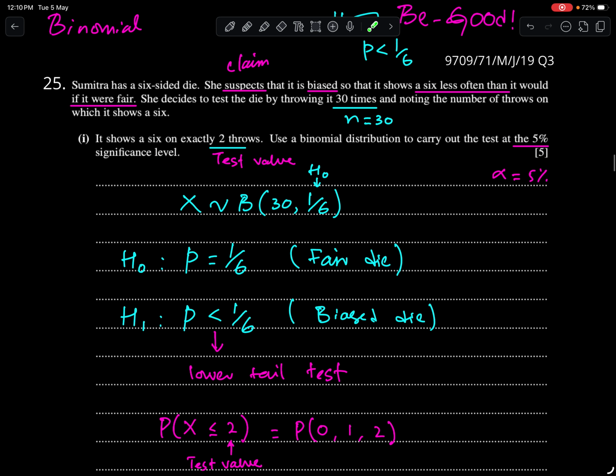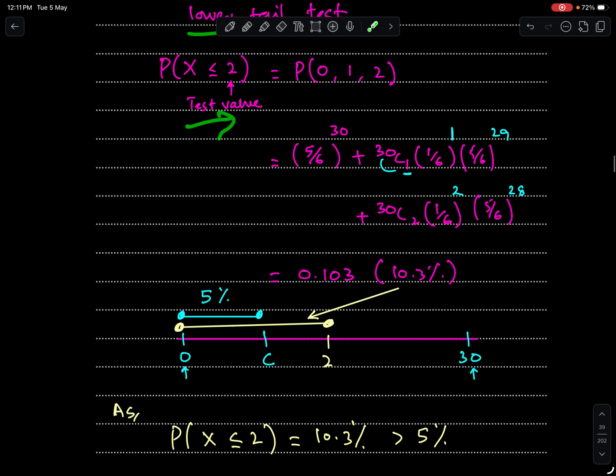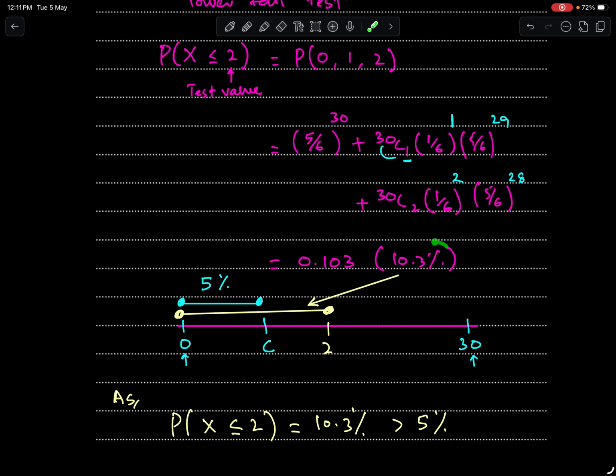See, H0: P is 1 upon 6. H1: P is less than 1 upon 6, less often. Biased die, fair die. This sign means a lower tail test. Find this probability using the binomial distribution, and this probability is 10.3%. Now compare this probability with the given probability 5%. This comparison is compulsory. You have to show this comparison.